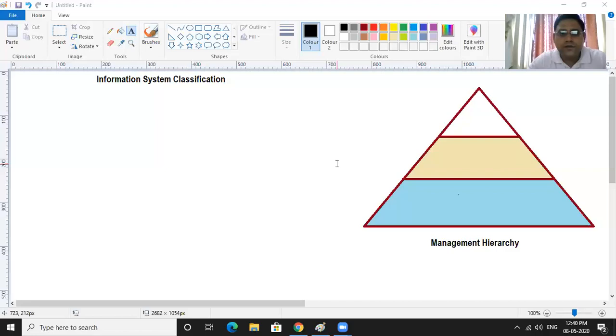How information systems help the employees of an organization at different management hierarchy levels. Okay, so as we all know, this is our management hierarchy.